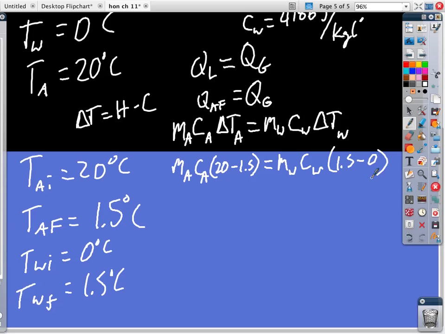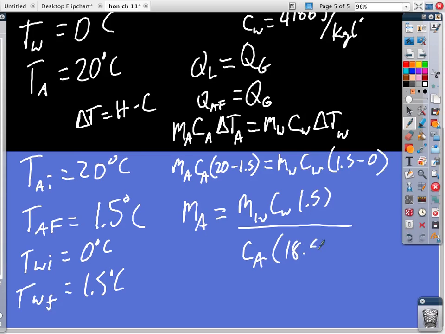And of course, we're looking for the mass of the antifreeze, I think. So we say mass of the antifreeze is equal to mass of the water, specific heat of water, times 1.5, divided by specific heat of antifreeze, times 18.5. And just multiply that out and see what you get. What does that come out to be? 0.326 kilograms. So 326 grams. Questions?